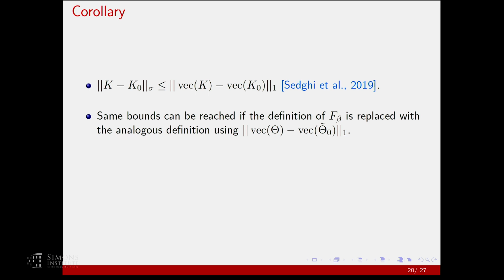So one thing I want to mention is that in our earlier paper, our ICLR paper, we showed that the spectral norm of the operator matrix corresponding to two different kernels can be upper bounded if we vectorize those kernels and look at the L1 value of this difference. So the same bounds can be reached if we replace our definition of set of functions and instead of using a spectral norm, we use the L1 norm. So if you like to use L1 norms, you can get exact same results.